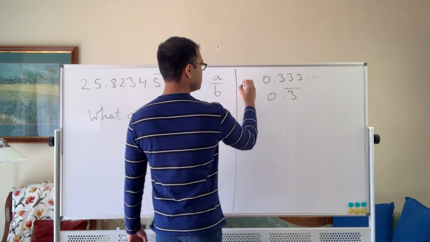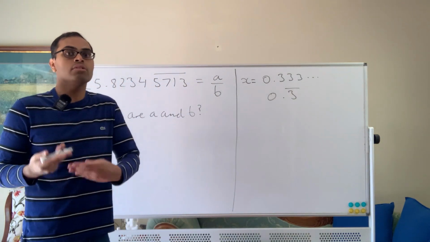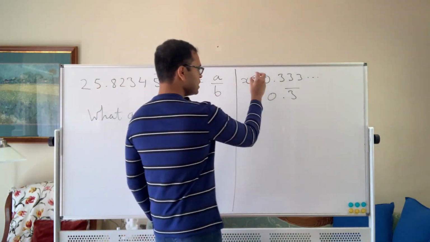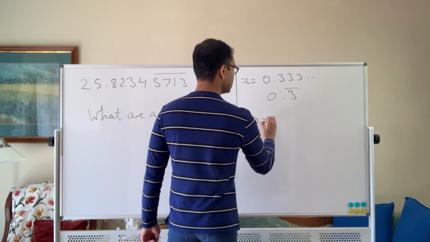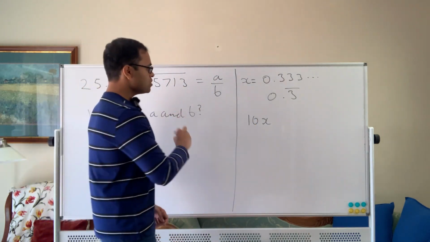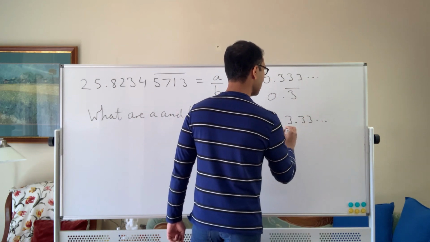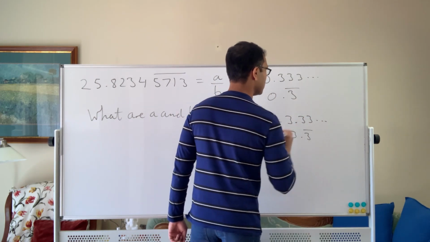Well, the process is going to be, let's call this x. Okay, so x is something we don't know, that's what we denote it by. Now, here's the interesting thing. If we take 10 times x, we're just going to shift the decimal one place to the right. So instead, we're going to have 3.333..., which is equal to 3.3 recurring.